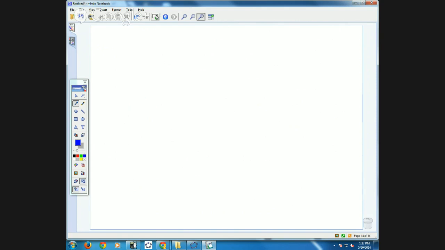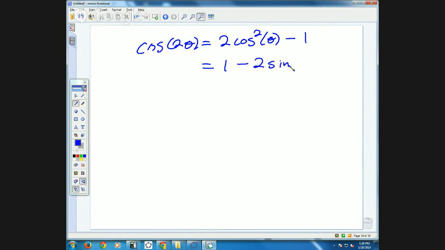All right, so let me think. I had the cosine of 2 theta equals twice cosine squared of theta minus 1. The alternative formula there is 1 minus twice the sine squared of theta. And if you solve that for sine squared of theta, you get what's called the half angle formula.